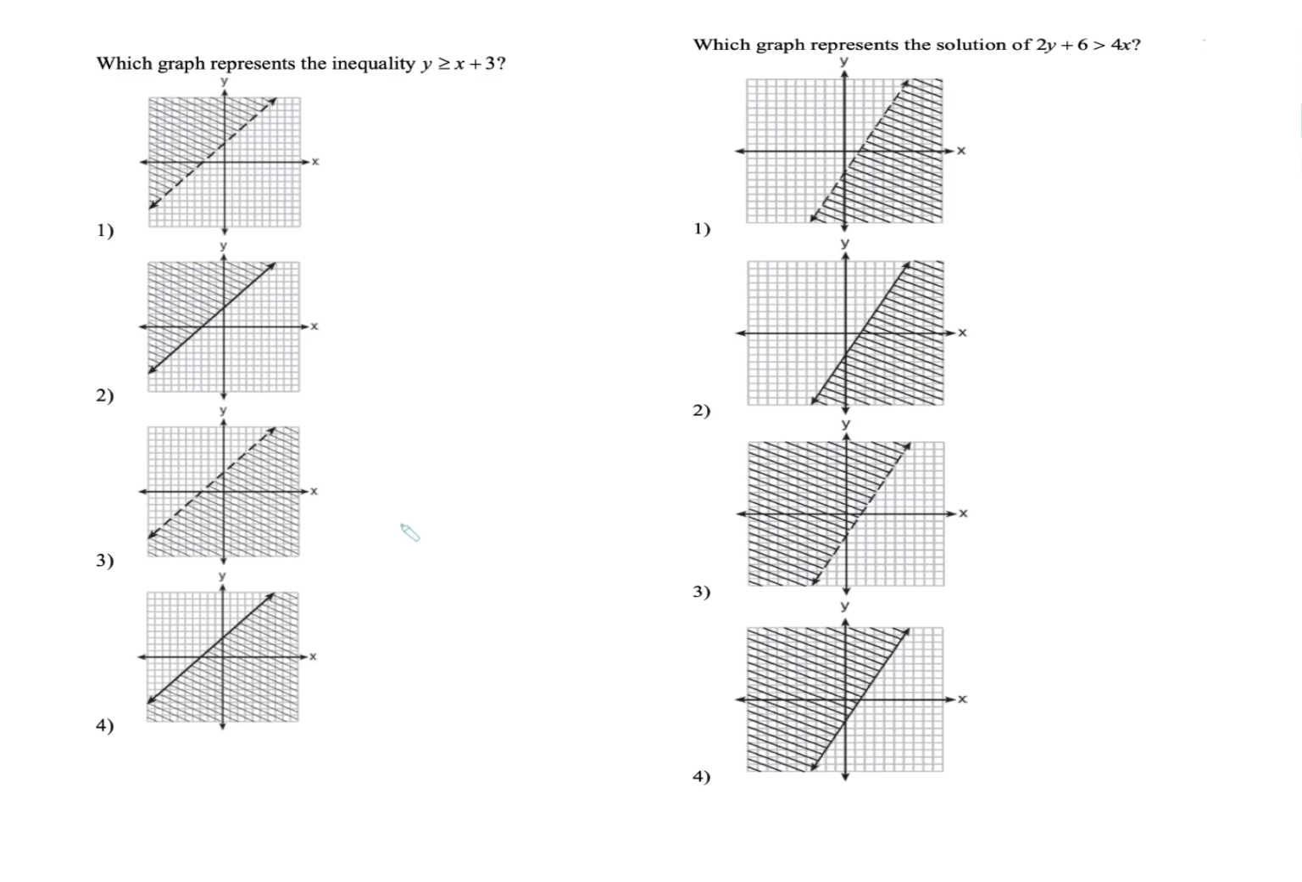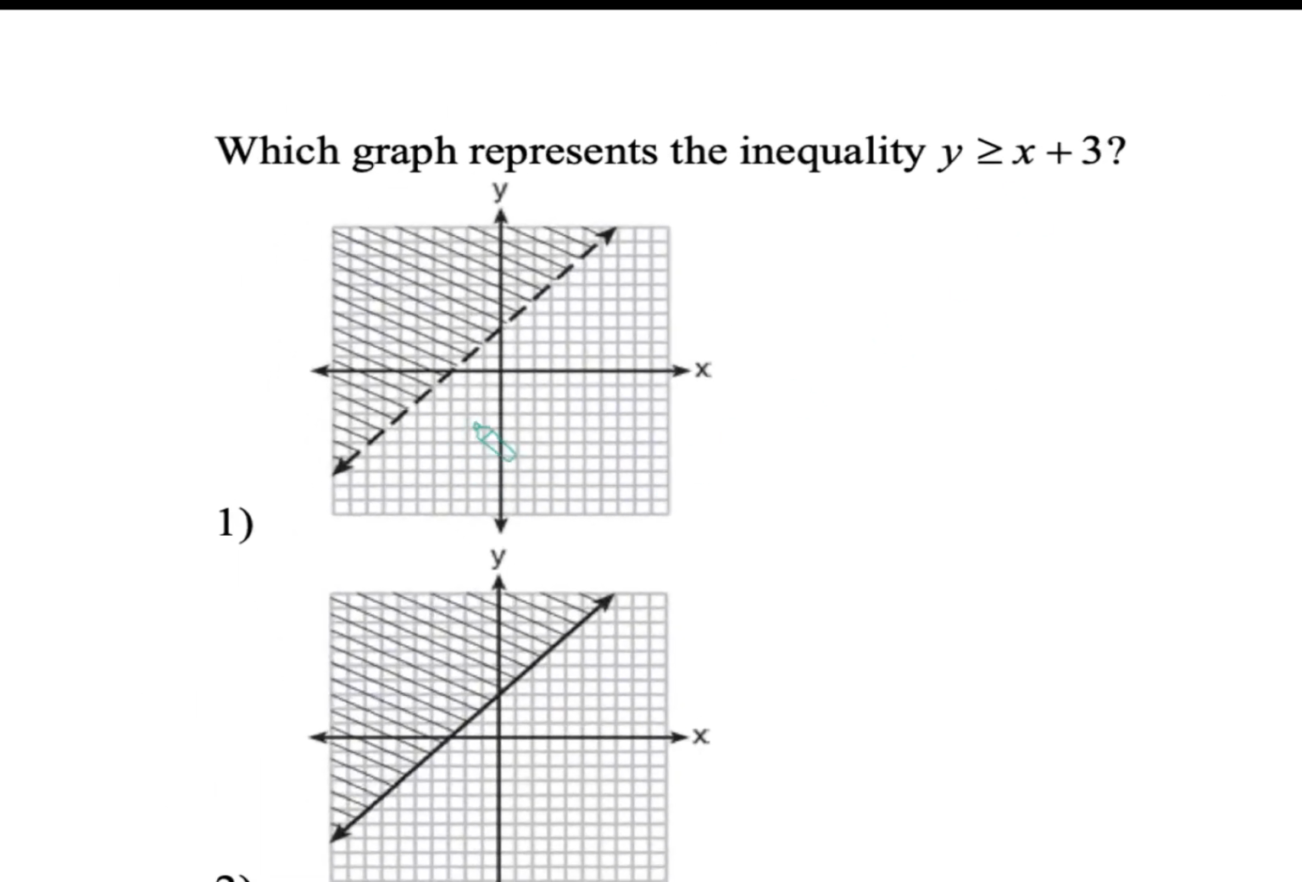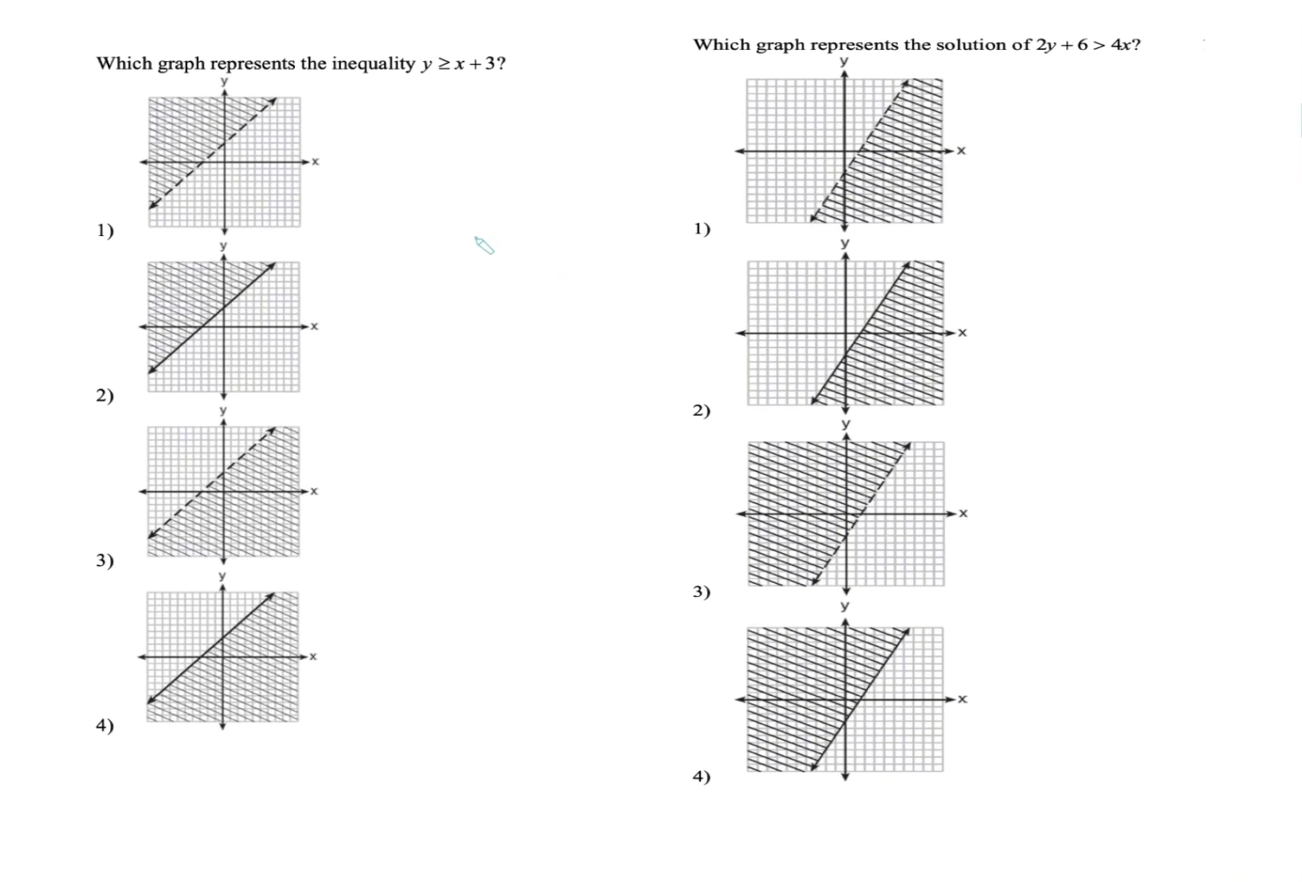In these examples, notice we're given the inequality and we have to pick the correct graph. Which graph represents the inequality y greater than or equals x plus 3? Now, just as before, we're going to look at our inequality symbol. That inequality symbol is going to provide all the information we need. Now, our inequality symbol is greater than or equals to. Because it has that little bar there, I'm looking for a solid line. Therefore, I can eliminate number 1 and I can eliminate number 3.